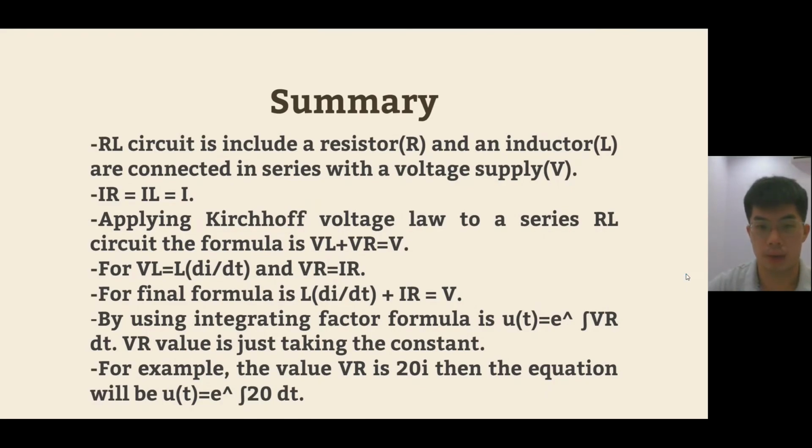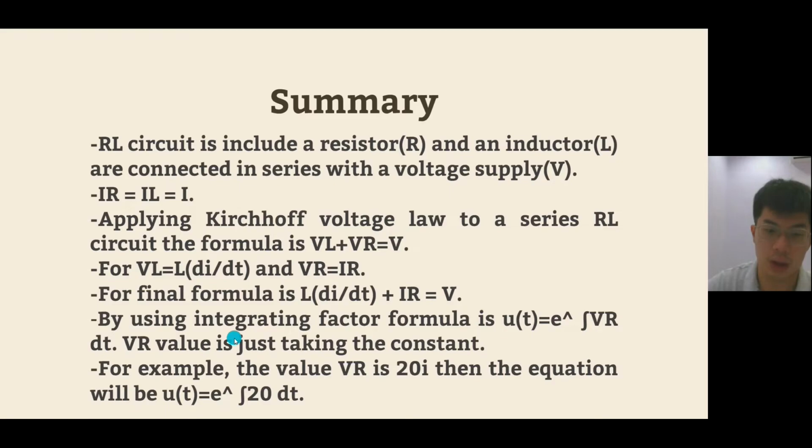My name is Benjamin Hohausian, my matric number is C210053. Today I would like to explain the summary and discussion part. The RL circuit includes a resistor, an inductor, and a voltage supply. In a series circuit, I is equal to IR and IL, so all the current is the same. For the voltage, we use Kirchhoff's voltage law: VL plus VR equal to V. VL is equal to L multiplied by di/dt, and VR is equal to I multiplied by R. So the final formula is L di/dt plus IR equal to V.